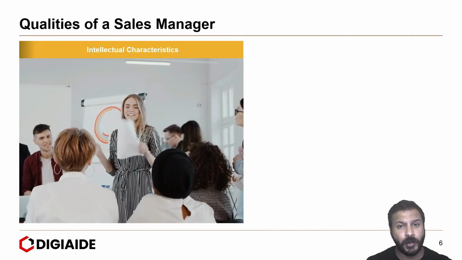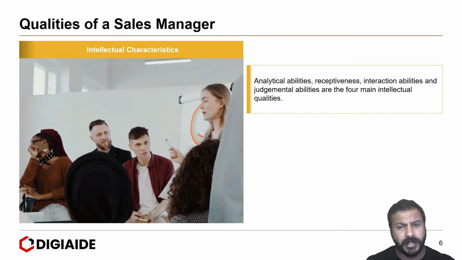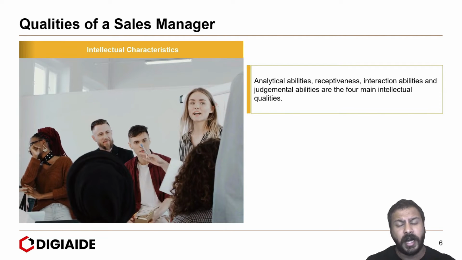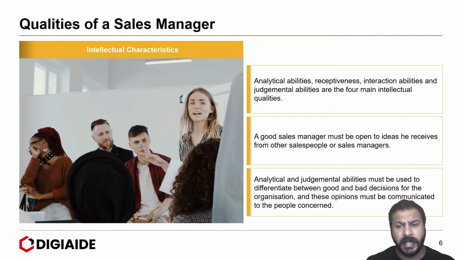Next, intellectual characteristics. Analytical abilities, receptiveness, interaction abilities, and judgmental abilities are the four main intellectual qualities. A good sales manager must be open to ideas received from other salespeople or sales managers. Analytical and judgmental abilities must be used to differentiate between good and bad decisions for the organization, and these opinions must be communicated to the people concerned.